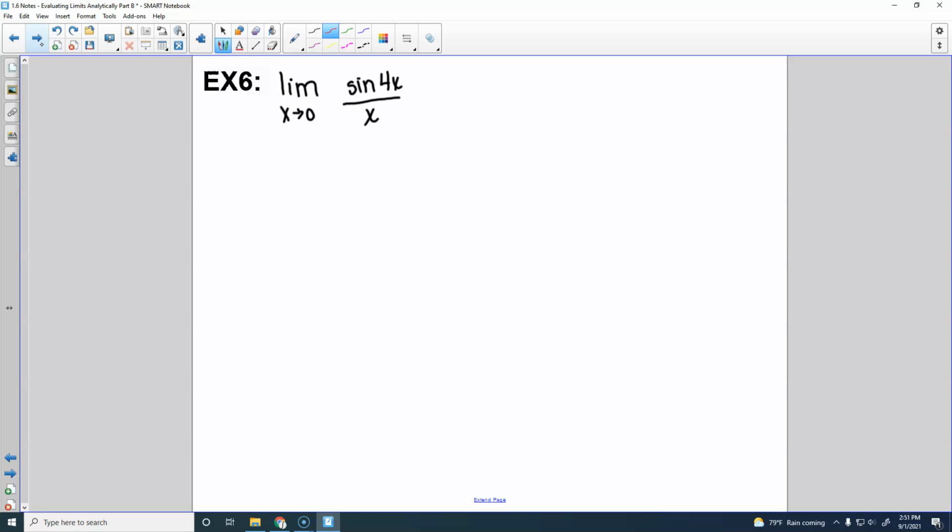Okay. Here is our next one. We're done on 2. You don't really know how to do this one. Yeah, I wouldn't try it. Okay. So, we've almost got sine x over x, but we have this 4 right here that's giving us trouble. You cannot just take it out. Although, you're going to get the same answer.